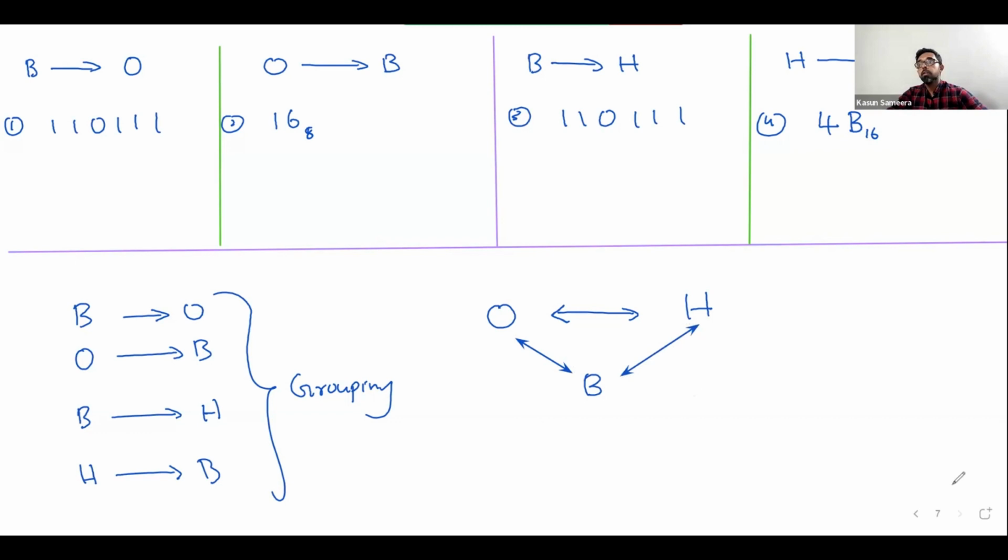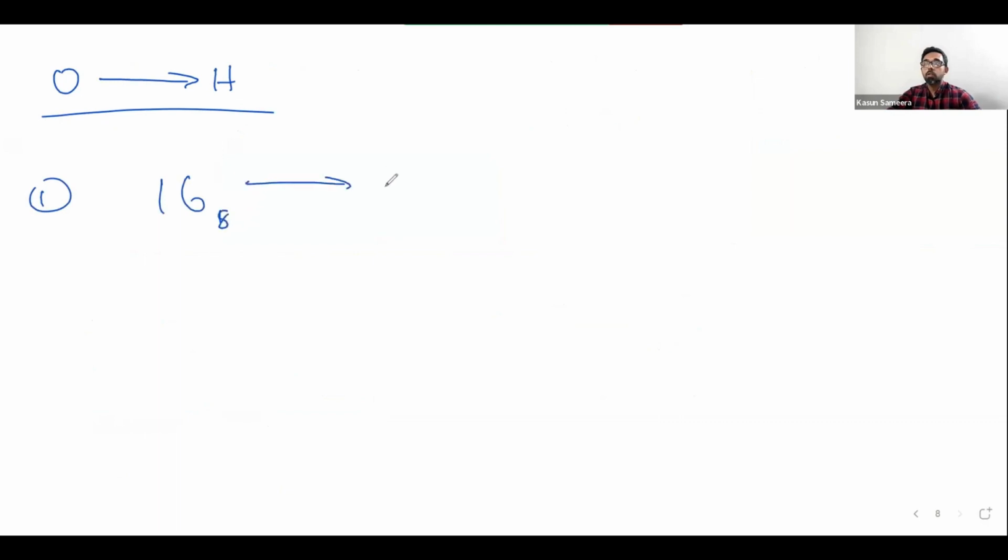Understood? Example, octal to hexadecimal: 116 base 8 to base 16. First you need to convert into binary, then hexadecimal.